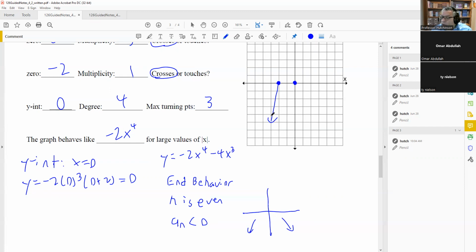So first I'll start off with this piece. Now I know that the graph is going to cross here.